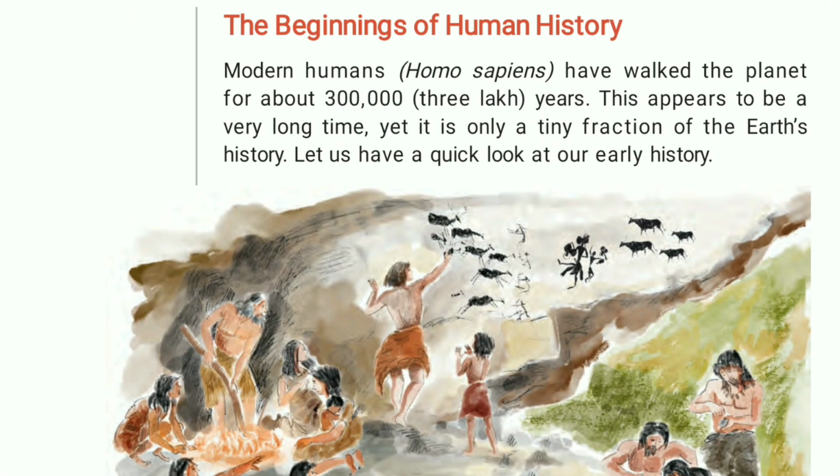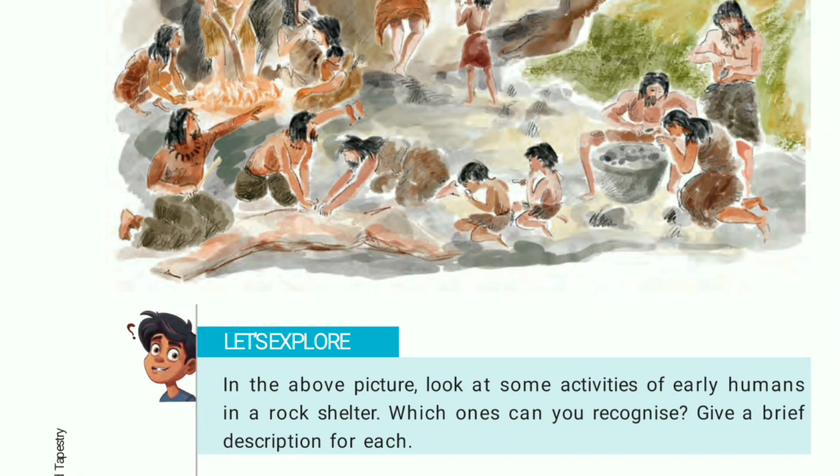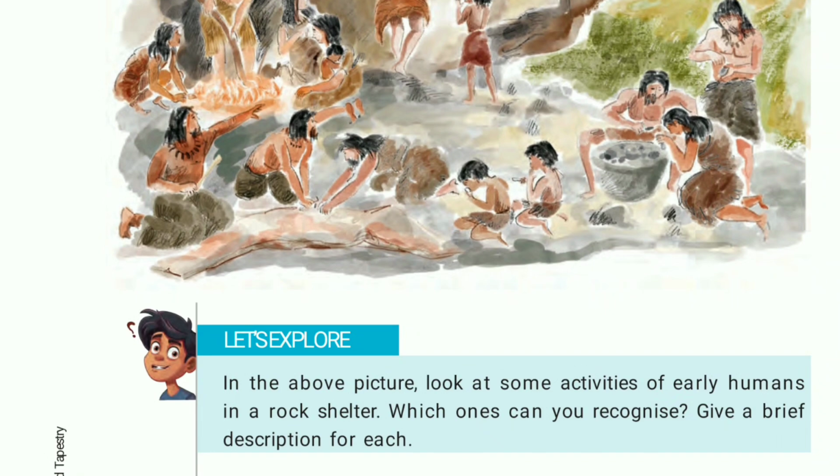The beginning of human history. Modern humans, that is Homo sapiens, have walked the planet for about 3 lakh years. This appears to be a very long time. Yet, it is only a tiny fraction of Earth's history. Let us have a quick look at our early history. In the above picture, look at some activities of early humans in a rock shelter. Which ones can you recognize? Give a brief description for each.